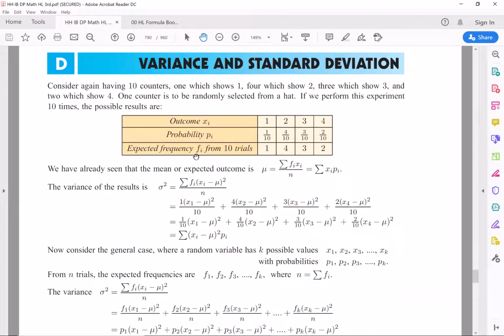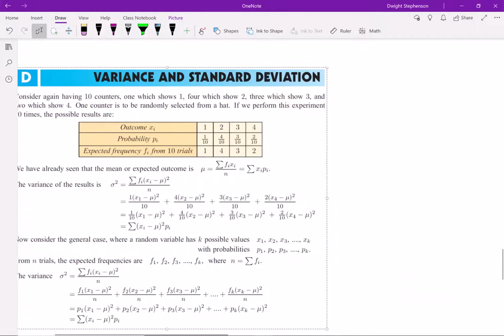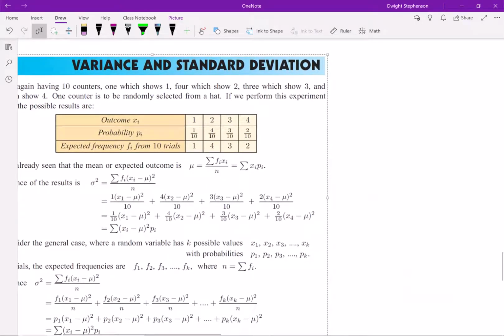Okay, in this video we're going to talk about variance and standard deviation. This is something you should have covered already. Standard deviation is basically the square root of variance, right? So they're basically kind of telling you the same thing. This is variance, and standard deviation is if you take the square root of that, right?